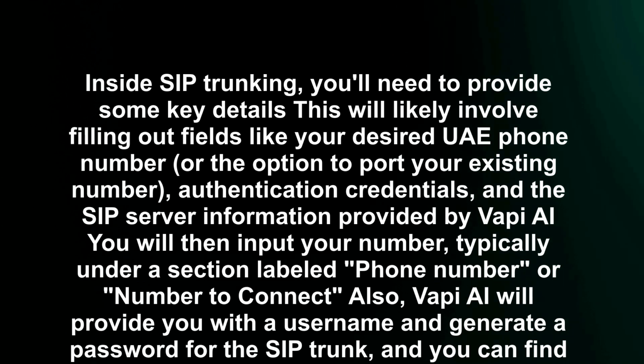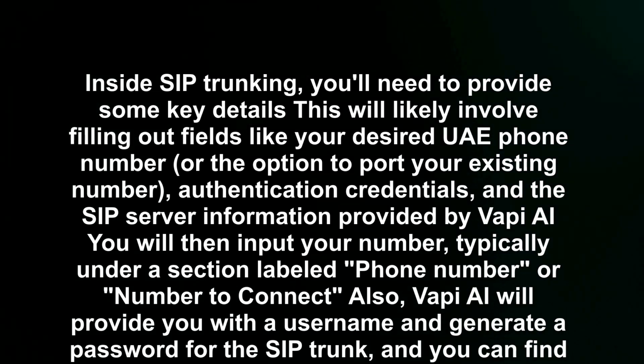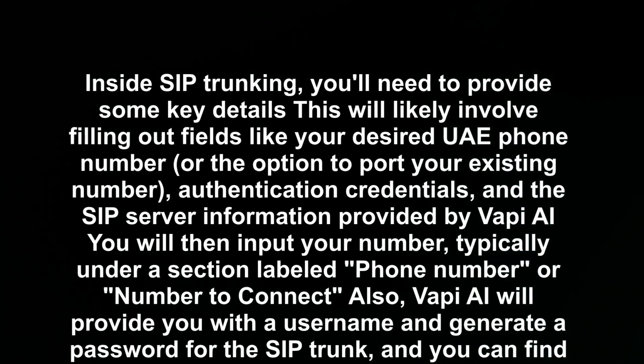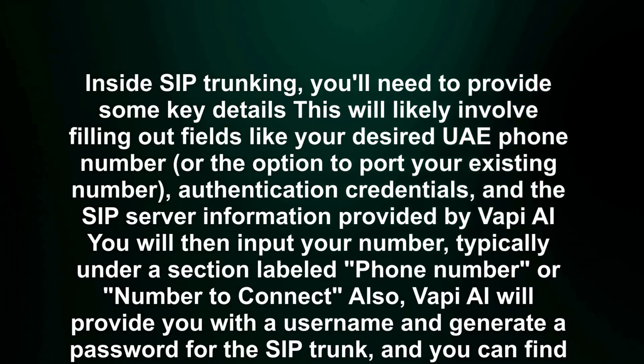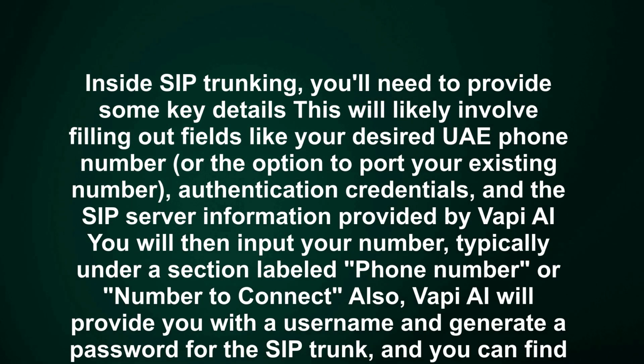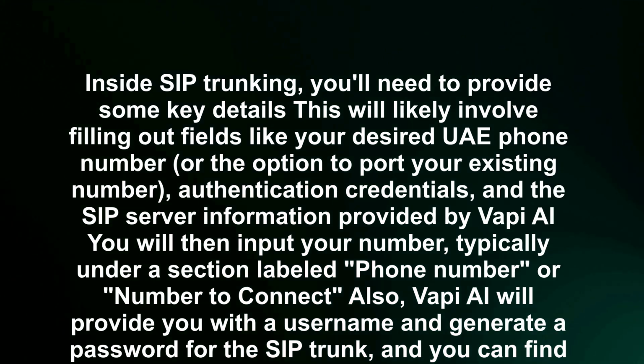You will then input your number, typically under a section labeled phone number or number to connect. Also, Vapi Ai will provide you with the username and generate a password for the SIP trunk, and you can find a section on the setup labeled authentication or something similar.